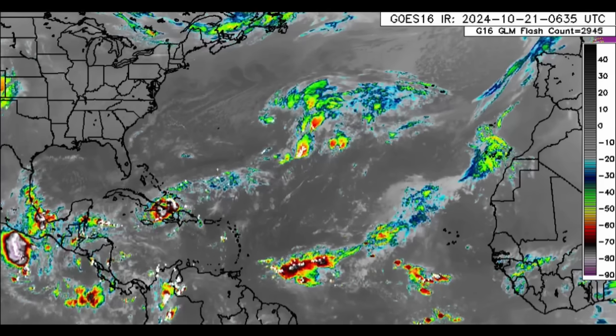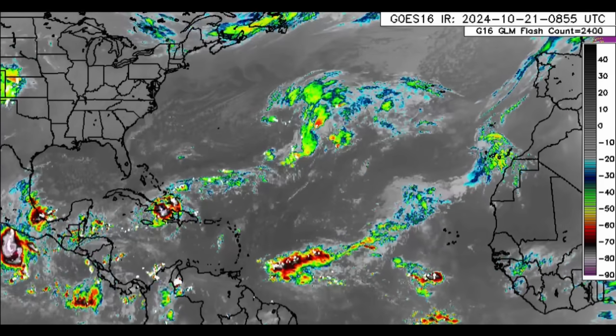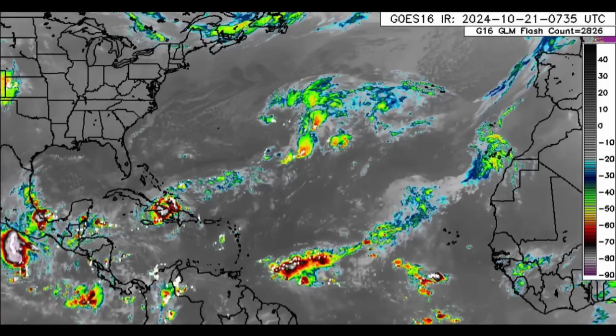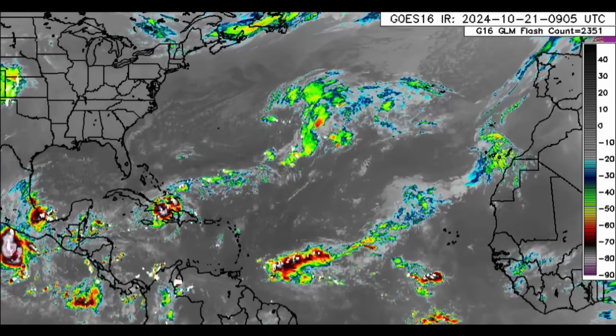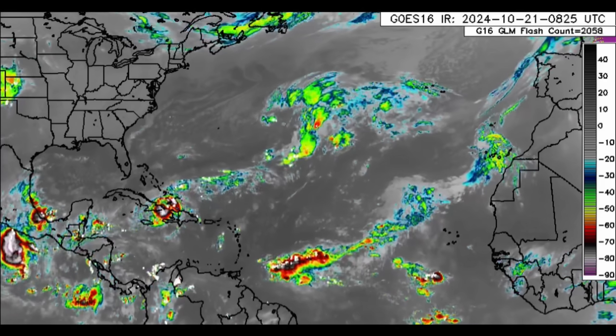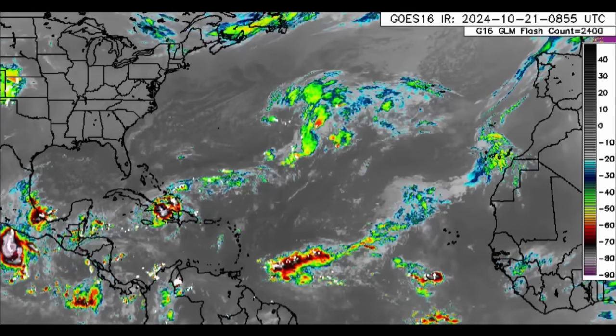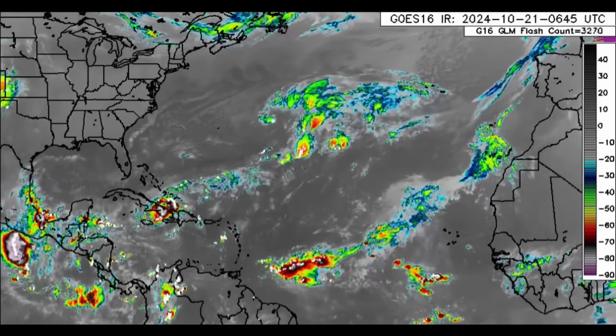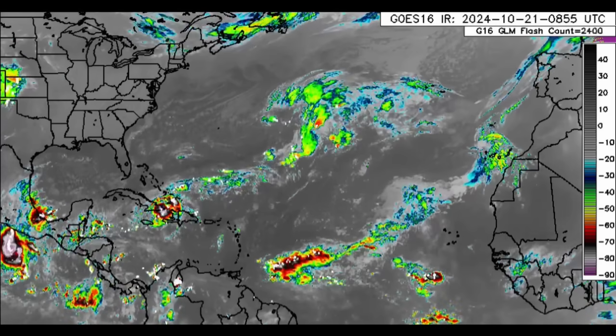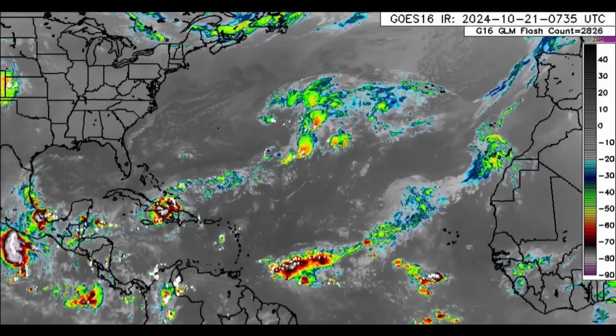So we're going to be taking a look at the system, and we're also going to be talking about what else there is to anticipate, because models have been pretty consistent about seeing additional development in the West Caribbean as we head into the end of October. We're going to be looking at that just the same. So let's go ahead and kickstart things.